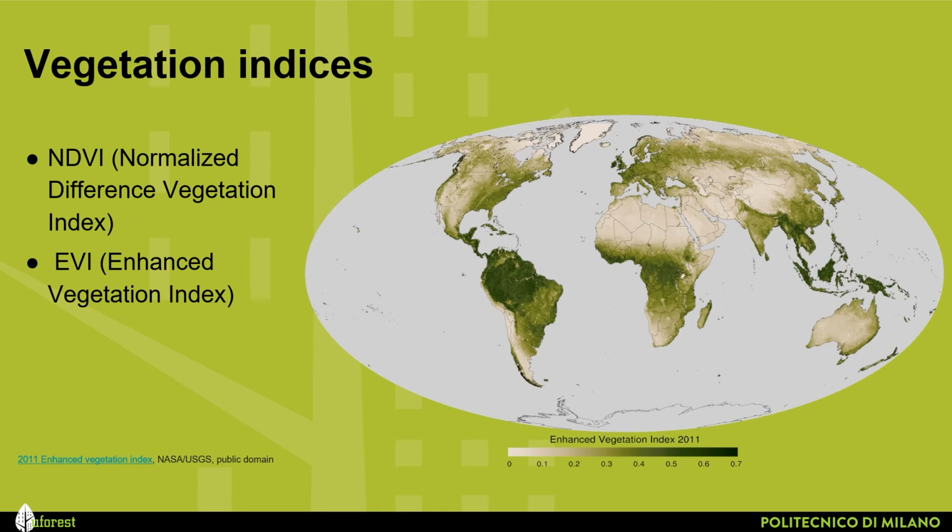The most commonly used vegetation indices are NDVI, the Normalized Difference Vegetation Index, which is the classical vegetation index related with photosynthetic activity. And the second is EVI, the Enhanced Vegetation Index, which is an improved index of photosynthetic activity for high plant biomass densities.